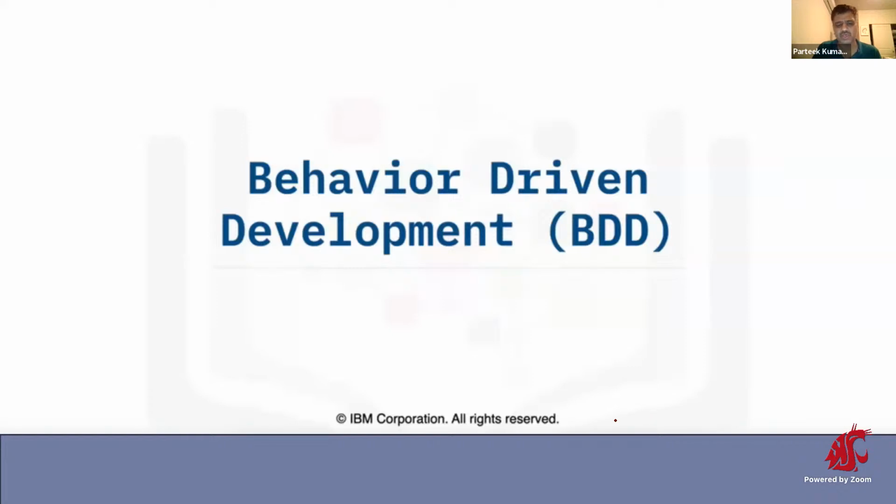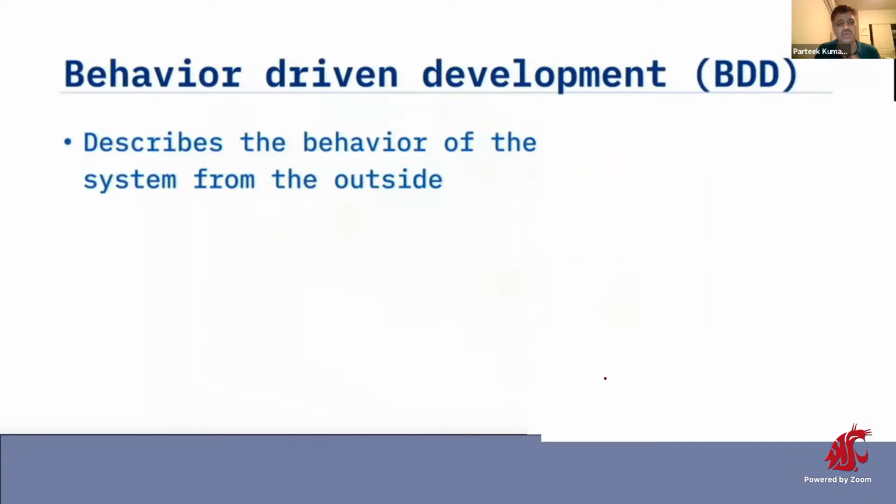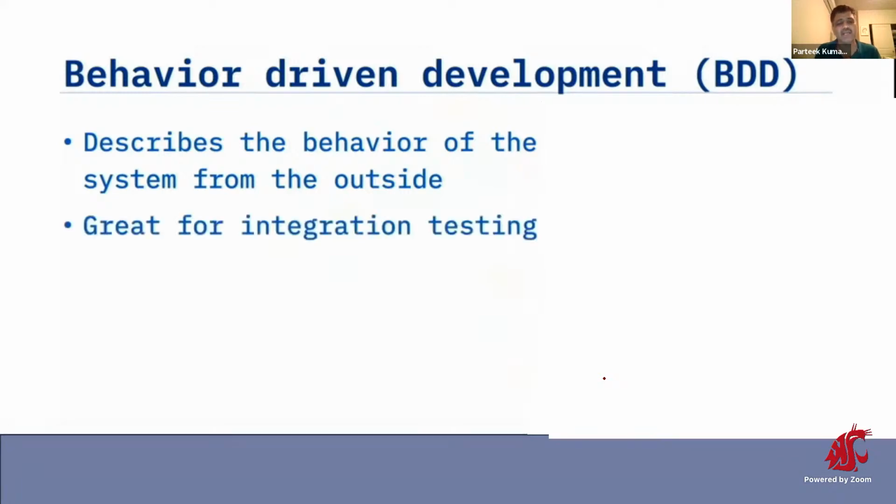Okay, so let's move to the next point. The next point is behavior driven design. In this case, we are driven by our requirements. Behavior driven design is focused more on what we require from the system, what kind of behavior we are expecting from the system, and that is the whole driven process. It describes the behavior of the system from the outside, and then we build the system around that.